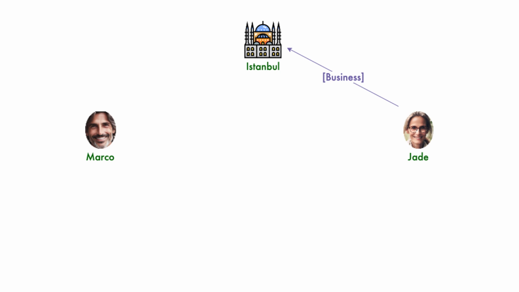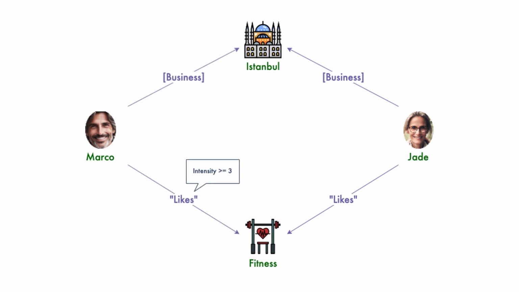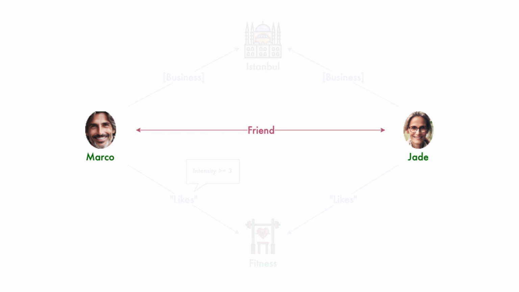Note that we could also be filtering our results based on when the trip occurred, how long it took, and an enormous number of other criteria. As it turns out, Jade happens to like fitness as well. The results of our search indicate that Marco and Jade each have similar travel and interest histories, making them good candidates for a friendship recommendation.